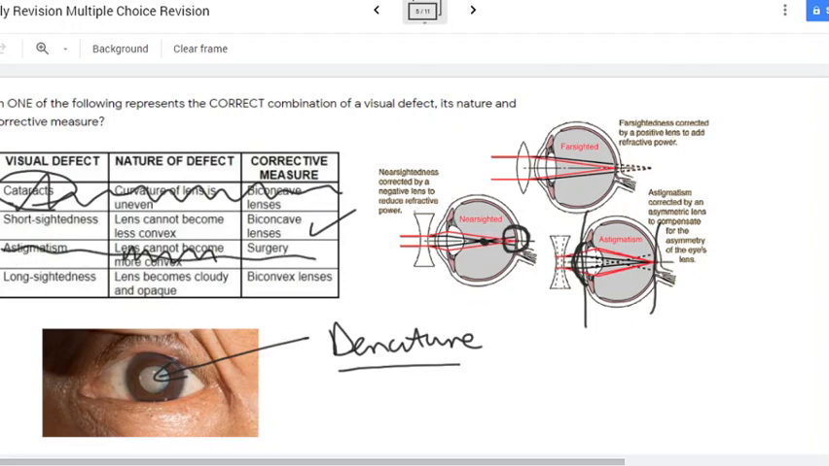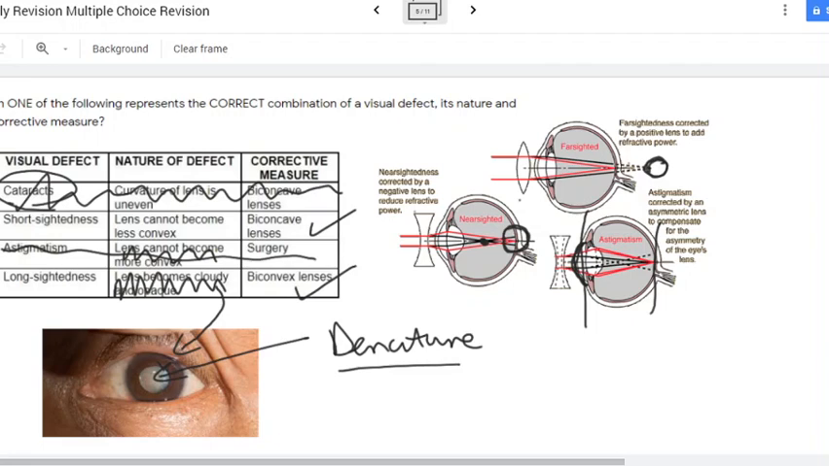Then we go to long-sightedness, and it says lens becomes cloudy and opaque. No, a lens becoming cloudy and opaque would, of course, be my cataracts. Okay, and long-sightedness has to do with the lens not becoming thicker or more bulged out. And so we have a focus falling behind the retina and not on the retina, and we correct that by having a biconvex lens. So the correction for long-sightedness is correct here, but of course the nature of the defect is wrong.